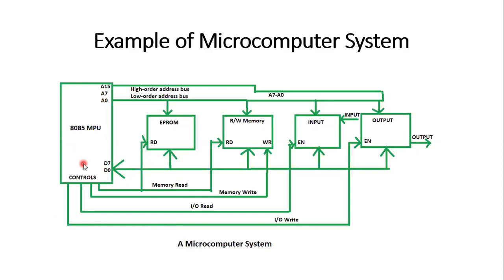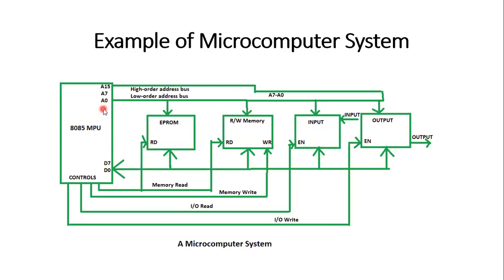So the MPU in this example uses two types of memory. One is an EPROM, erasable programmable read only memory, and another one is a read write memory, that is random access memory or RAM. And the input and output devices, and using the buses, that is the address and the data buses, linking all peripherals to the MPU.